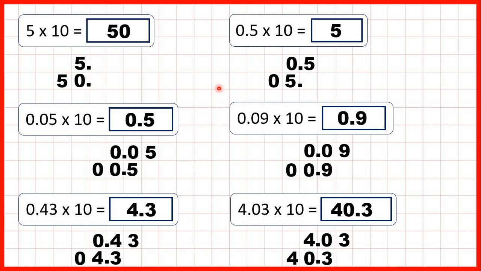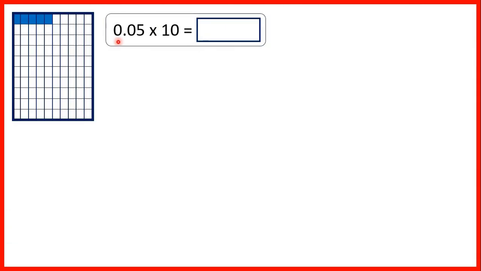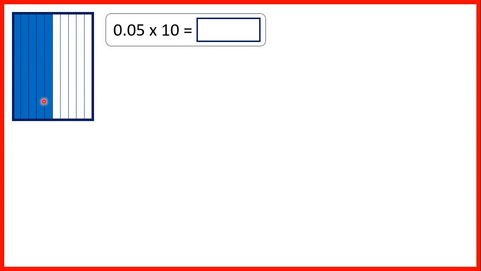So let's have a look at some of the questions that we did. We had 0.05 times 10, and we know that the second digit after the decimal point is our hundredths digit. So to show 0.05, we can show 5 hundredths, or 5 parts out of 100, on this rectangle. Now we also know that multiplying by 10 means making the number 10 times bigger. So if we shade 10 times as much of this rectangle in blue, you can see that we now have 5 tenths of this rectangle shaded, so that's 0.5.